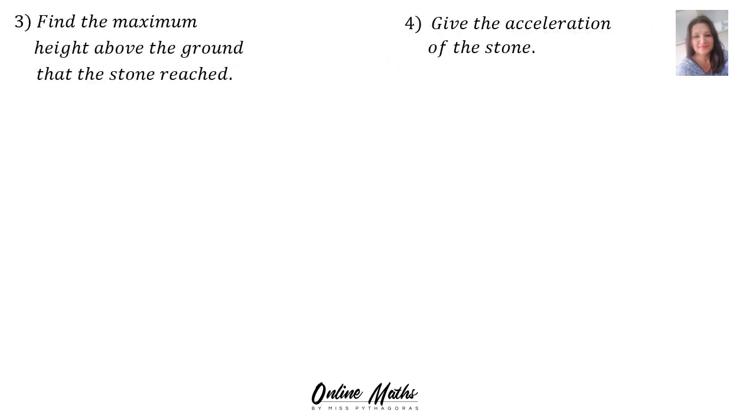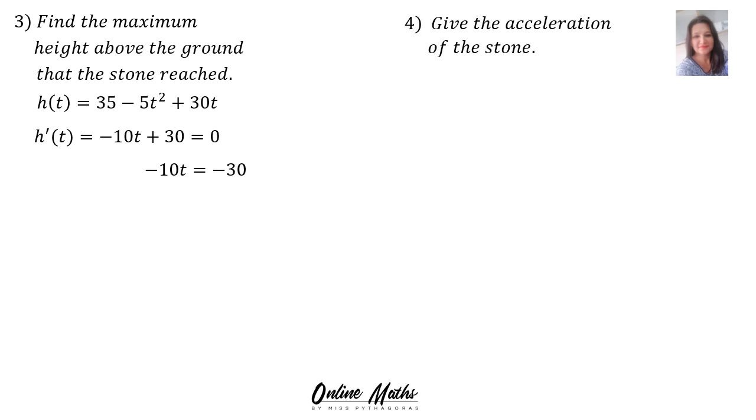Question 3. Find the maximum height above the ground that the stone reached. For maximum or minimum, first derivative equals 0. There's your original equation. First derivative: minus 10t plus 30 equals 0, and we solve for t. Minus 10t is minus 30, therefore t is equal to 3. So this is happening at t equals 3.